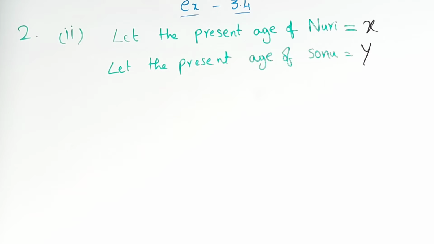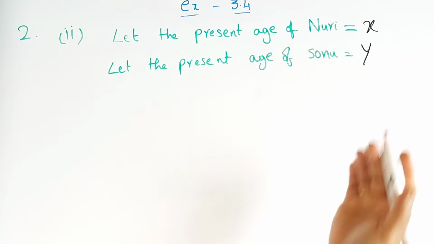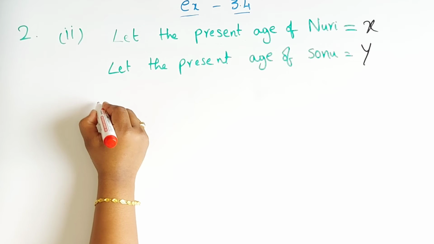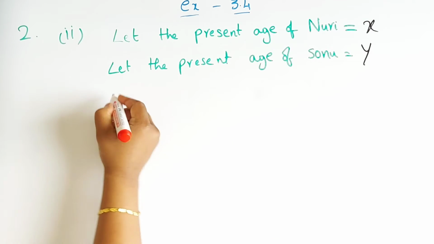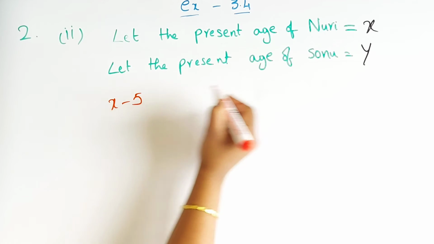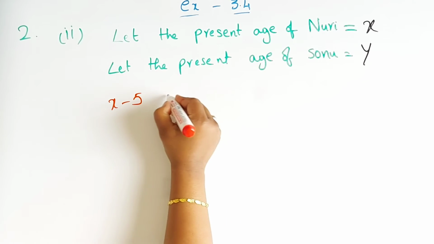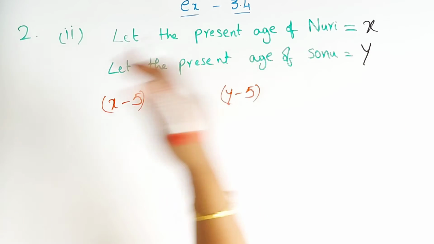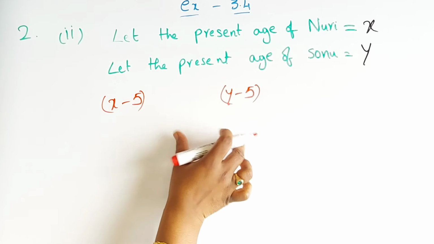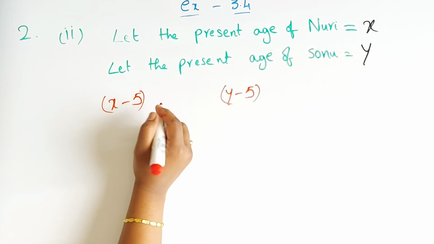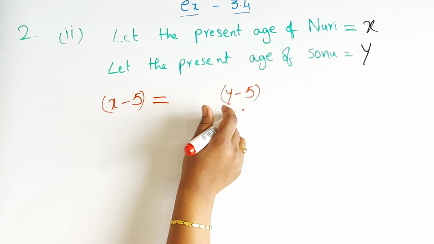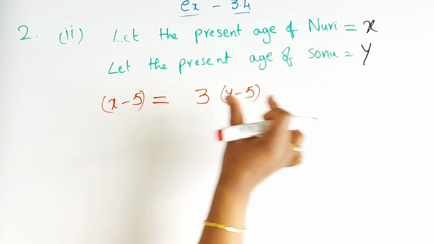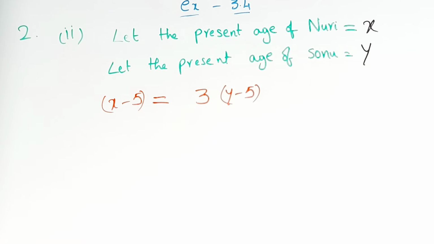So what is the first condition? They are telling 5 years ago. That means past. So we have to subtract. Right children? Therefore Noori's age 5 years ago means x minus 5. Sonu's age also 5 years ago, y minus 5. Right children? x minus 5, y minus 5, 5 years ago. Right? We have to subtract 5. So what are they telling? Noori's age is thrice as old as Sonu, 3 times as old as Sonu's age, 5 years ago. Right children?